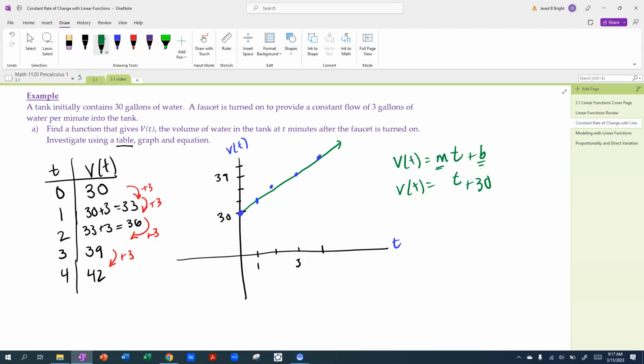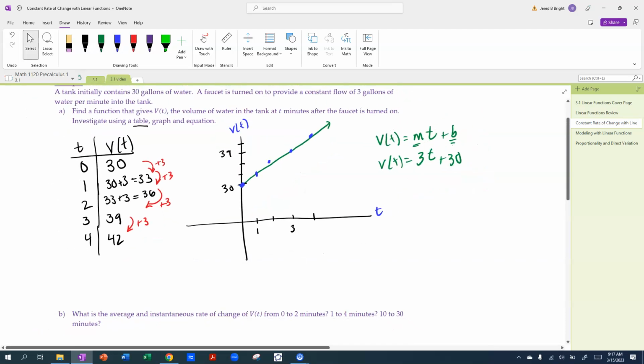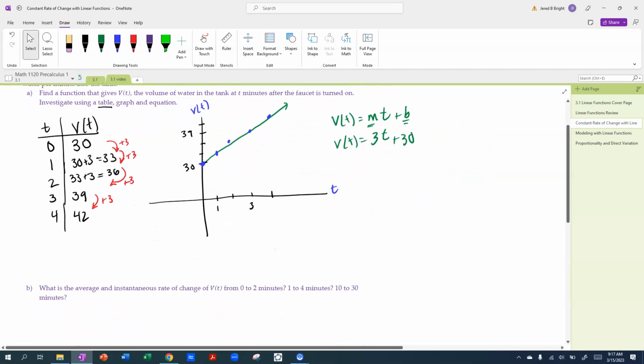The only other thing we have to determine is m, our slope. We could go through and do the calculation, but I believe I can just read it off of the table. The slope is how much it's increasing by each time. Every time it's increasing by 3. And so we get this nice volume function.